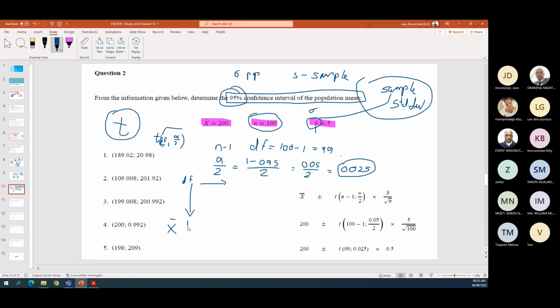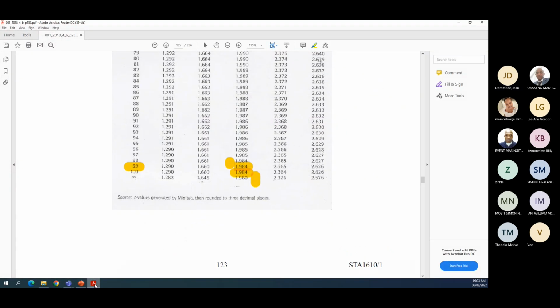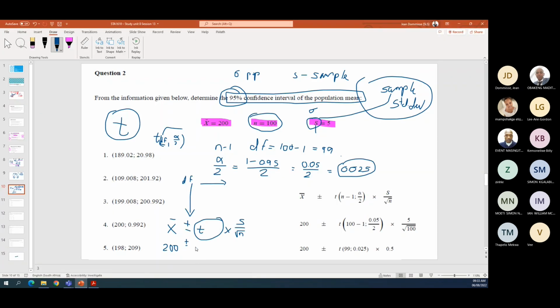Okay, so in this instance now, where we still can write the Z, so we call it the T now, but then we still multiply it by the standard error. So this one is just the standard error for your sample. N, let's just make sure this time I get it right, is 200 plus minus the 1.984. That you multiply with the S, which is 5, divided by the square root of N, which this time is 100.